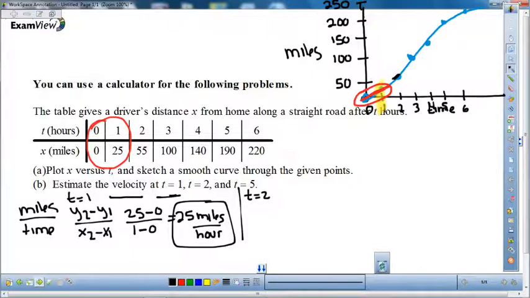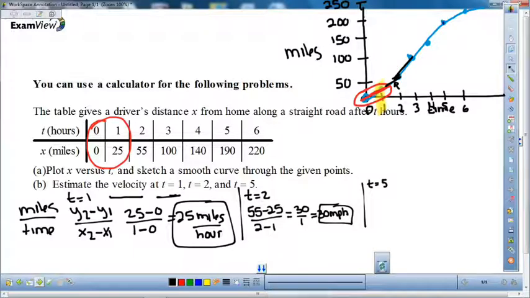So we need to decide whether this secant line would give me a better estimation or this one. And I think that one would be better. So I'm going to go from 2 to 1. So I'm going to have 55 minus 25 over 2 minus 1. So that would be 30 over 1, or 30 miles per hour. So that's the estimation. Now at t equals 5.